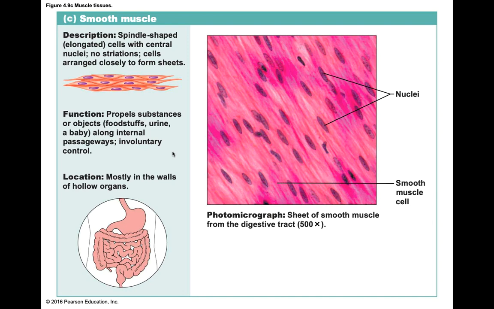Okay, so our location here, again, is mostly in the walls of hollow organs. Think about your foodstuffs: this is going to be your digestive tract and your urinary system. You have your bladder, right? If a baby is in your body, it's growing inside of your uterus. So these are all of our hollow organs that are involved in these processes. Again, this is our smooth muscle tissue.